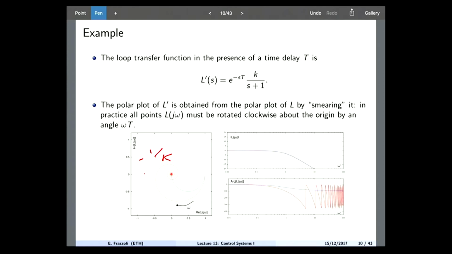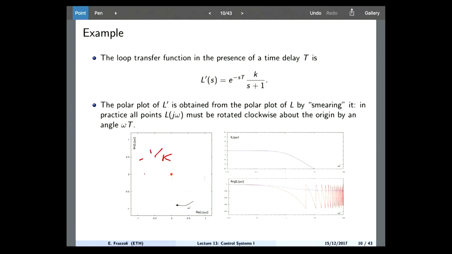Not quite, right? Because as I increase k, what happens to the -1 over k point? We'll go closer to the origin. So will I have encirclements? Yeah. How many encirclements? As many as you like. So essentially you can get as many unstable closed loop poles as you like by increasing the gain.